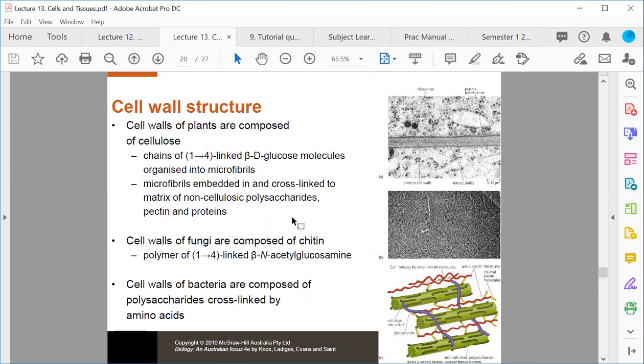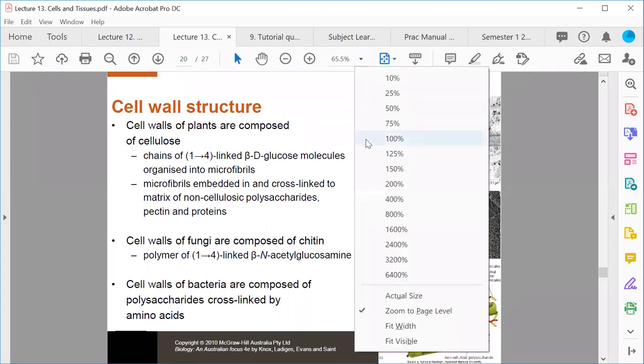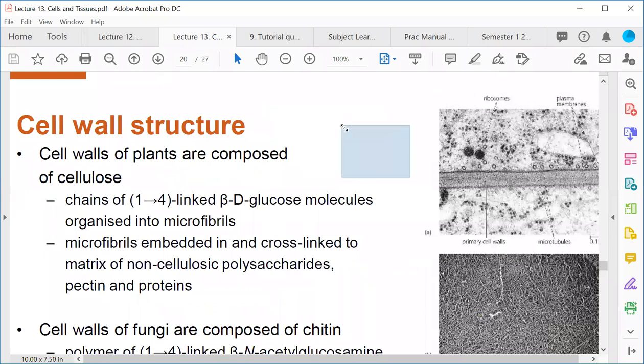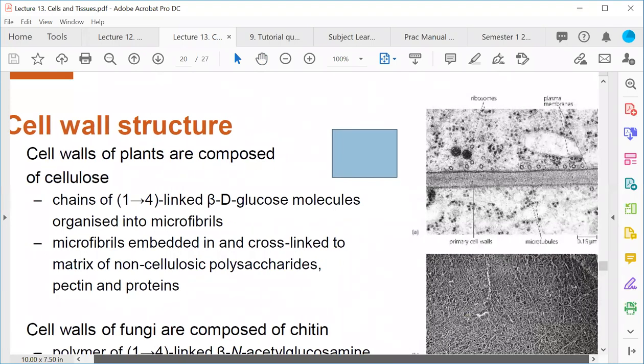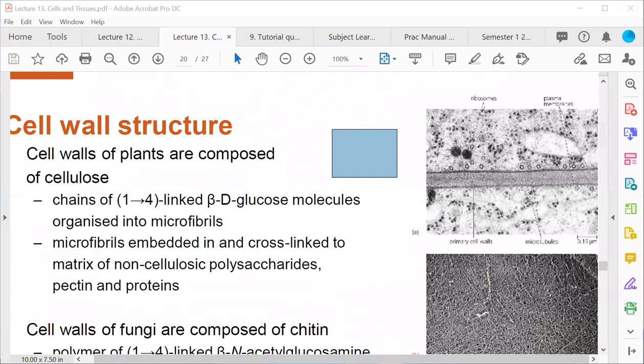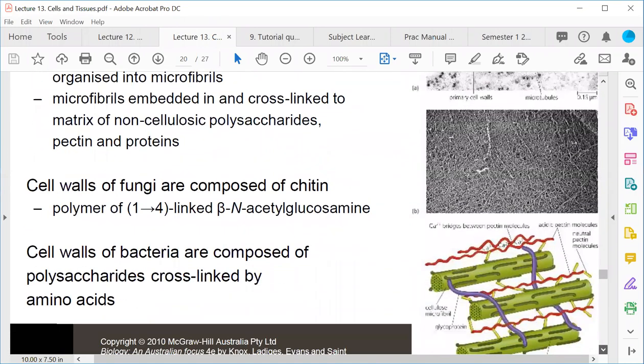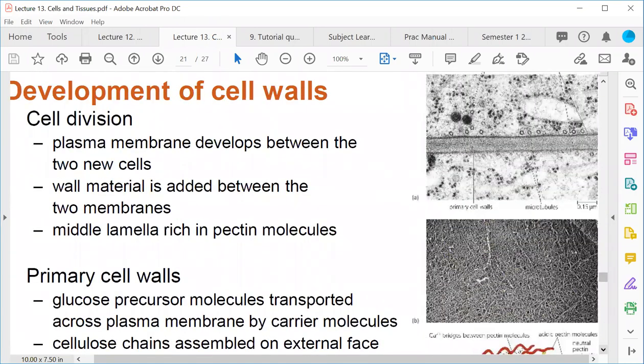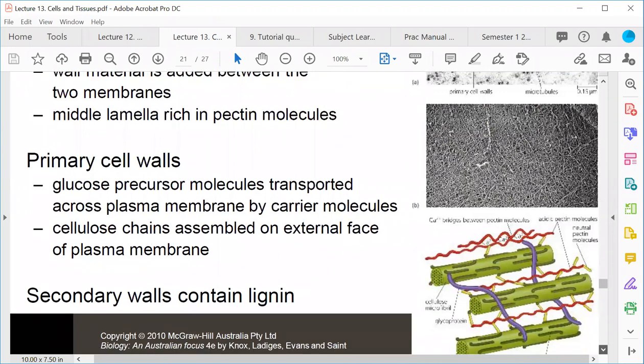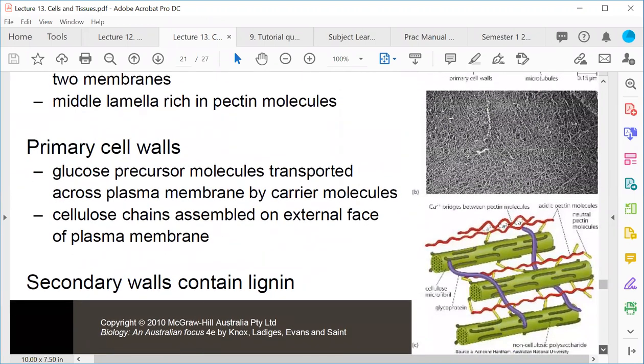So let's have a look at that down here, and I'll just enlarge that so we can see that properly. All right, so now we can see this a little bit better.